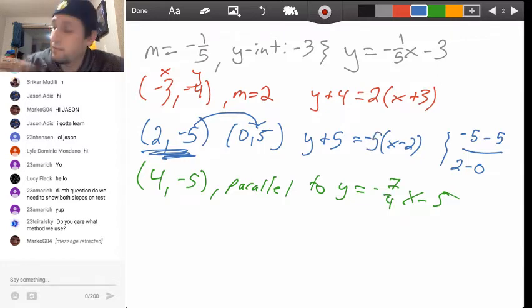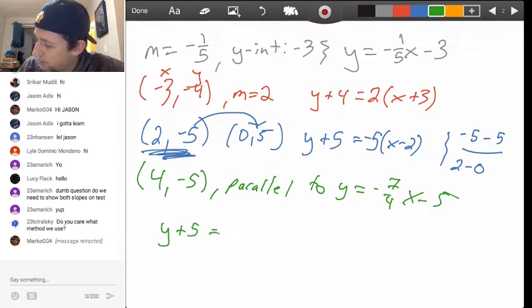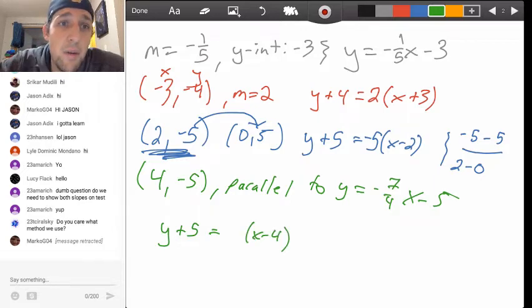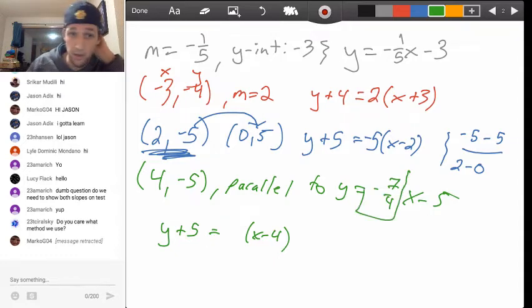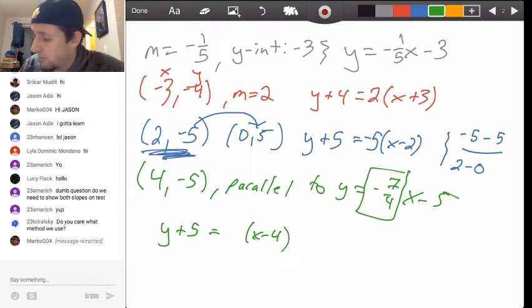On the very last one, I promise you it's a lot easier than it looks, because I can still do the exact same thing that I did in that red problem up there. I'm writing my y plus 5, I'm writing my x minus 4, and now all I need is the slope. Well, I've been told that it's parallel to that particular line, and parallel lines have the exact same slope. So this is just a roundabout way of telling me that it goes through 4, -5, and has a slope of -7/4, which I'm going to put right there.